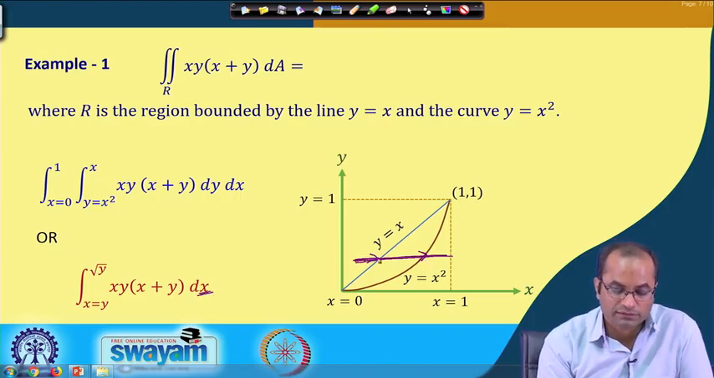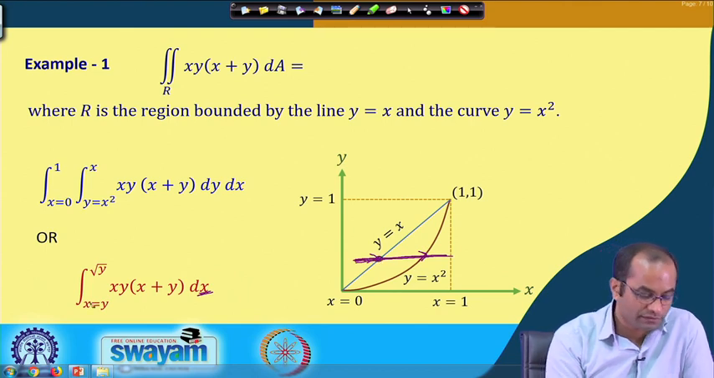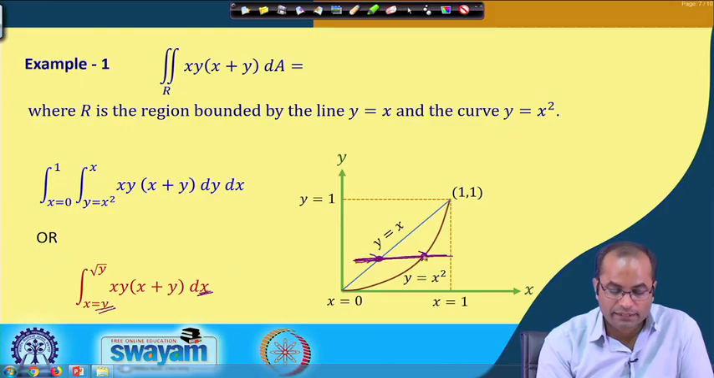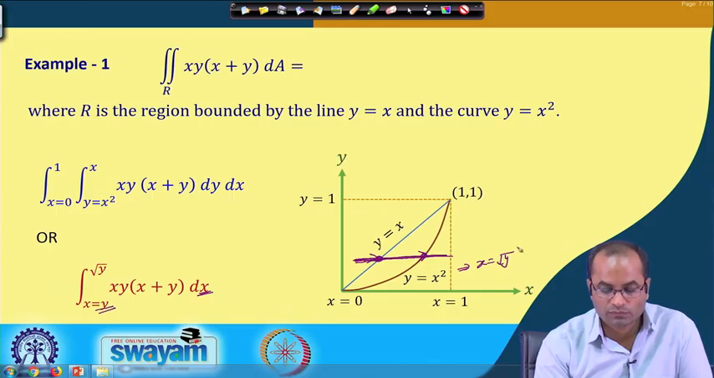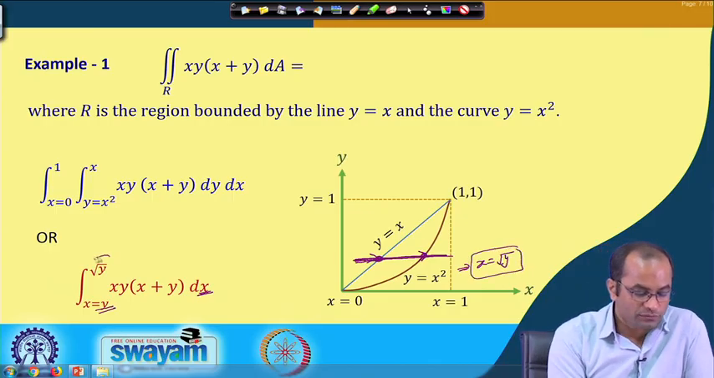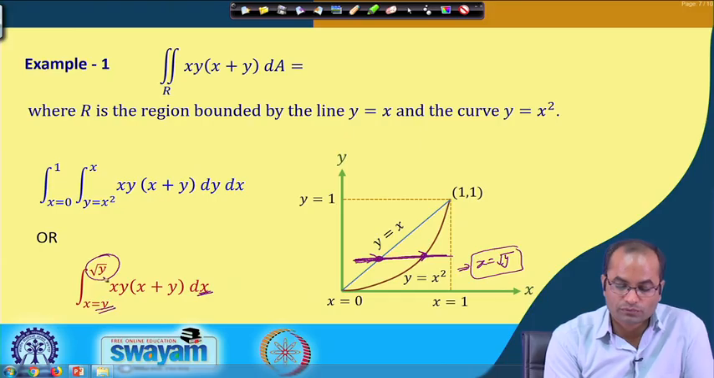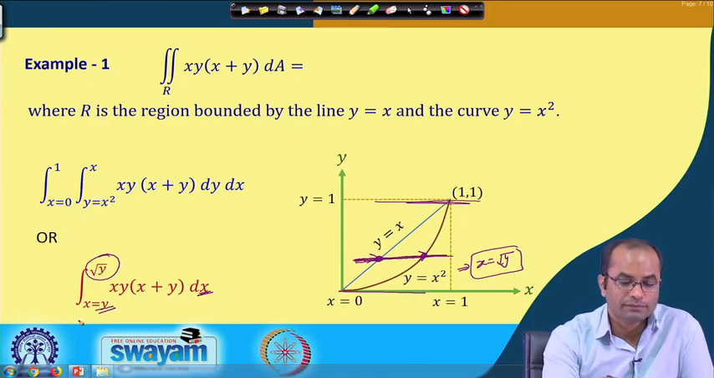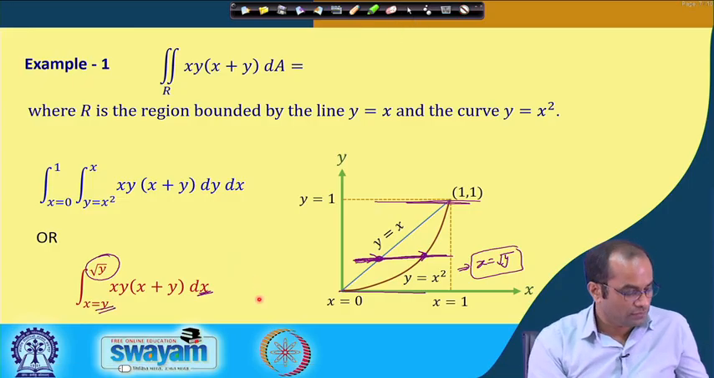So, here x is equal to y, that is the entry point. So, x is equal to y, that is the limit, and it is leaving at y is equal to x square, from which we can take x is equal to square root y. So, we are leaving the domain at x is equal to square root y. These are the limits now for x, and now such lines will vary from y is equal to 0 to y is equal to 1.